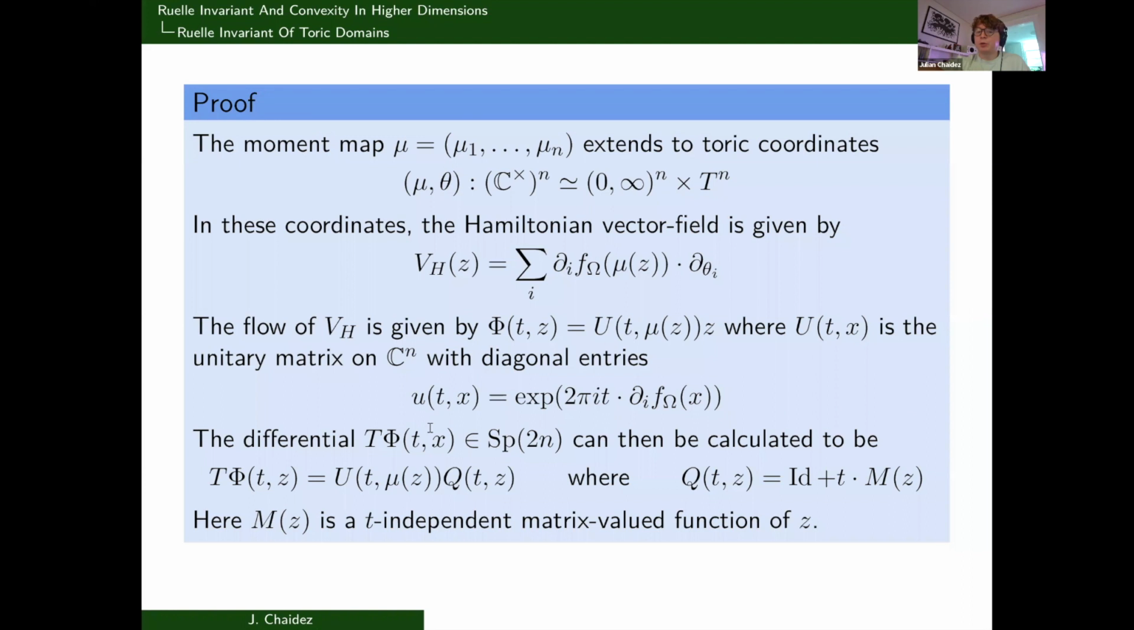And then to compute the Ruelle invariant, I want to differentiate this and then plug it into a kind of rotation quasimorphism. When I take the derivative of this flow, I get this other family of matrices, which is basically an expression for the tangent cocycle. This will be the same unitary matrix that appears in the flow multiplied by some matrix Q, where Q is a symplectic family of symplectic matrices of the form identity plus t times M of z.